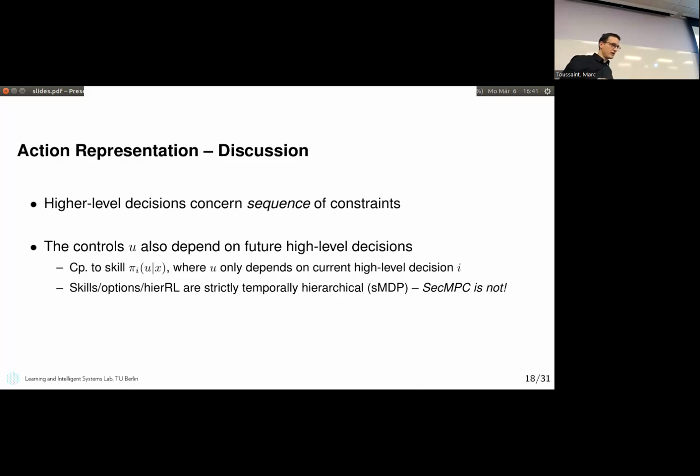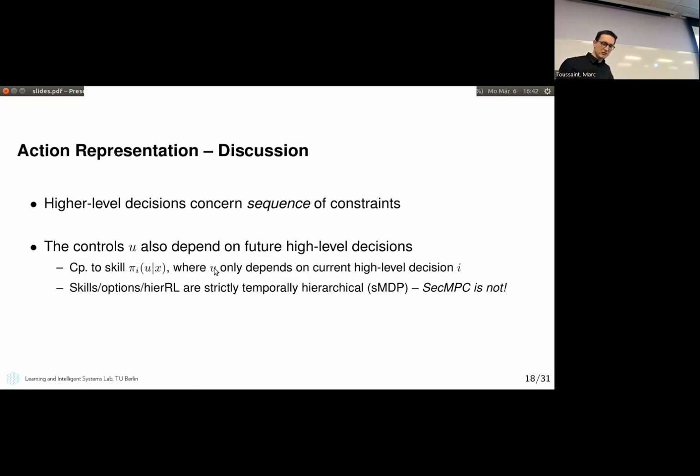I don't want to overstate differences too much. All are fine frameworks, but I was thinking about how this relates to standard options and standard hierarchical reinforcement learning and sequencing, things like that. One difference is between explicit and implicit. Okay, fine, we discussed that.